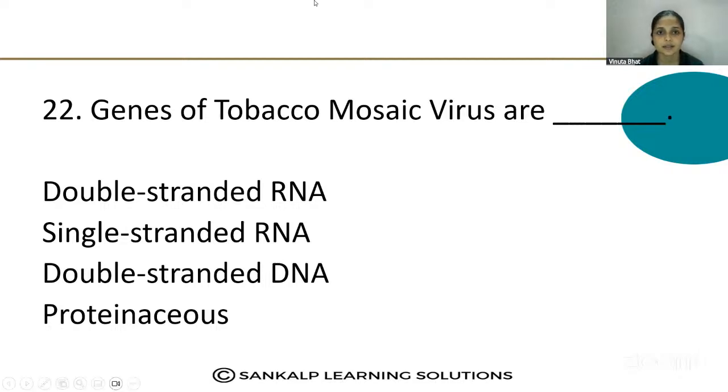Yes, what's the answer? Single-stranded RNA. Is it correct? Single-stranded RNA or double-stranded DNA? What is the correct answer for this? Tobacco mosaic virus, that is a double-stranded DNA virus. So option C is the correct answer.